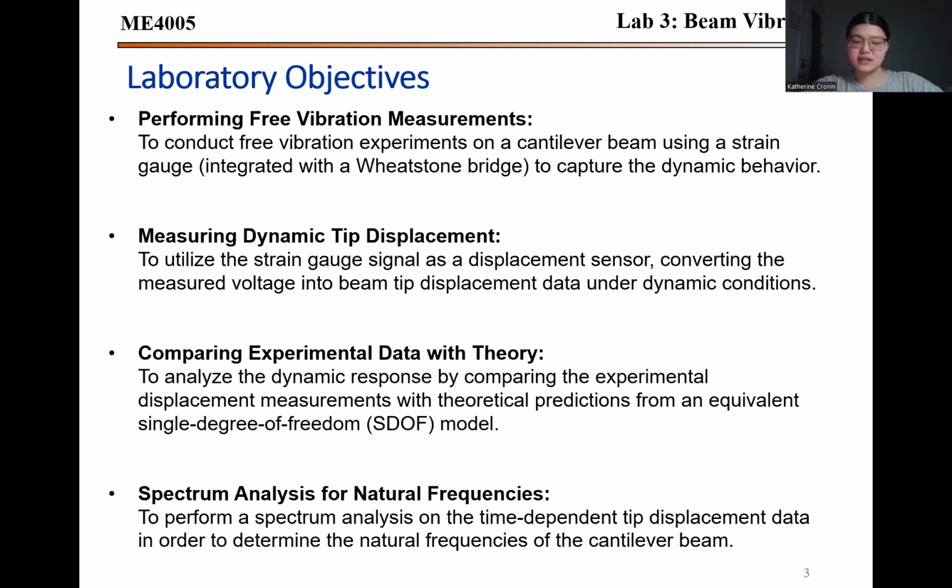We were again measuring dynamic tip displacement. Then we would gather all the data and compare the experimental data versus the theory and see how close we have it. And finally, we would do a spectrum analysis for the natural frequencies that we would calculate.